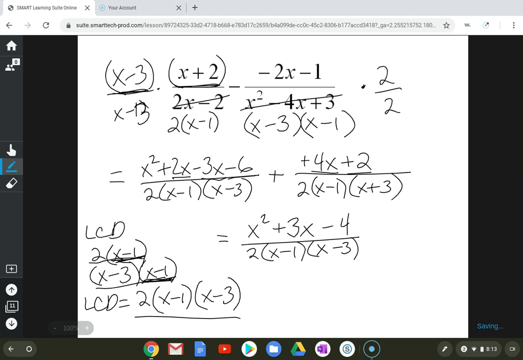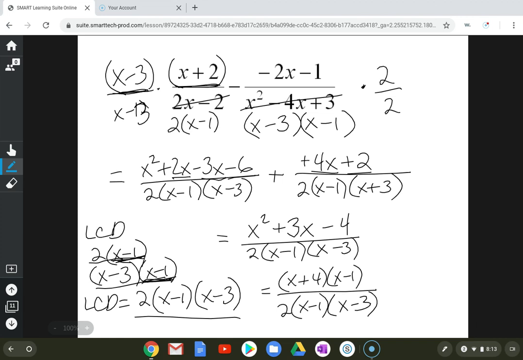Now let's check. Does the top factor? Yes, it does. You should factor it. So it factors into x plus 4 times x minus 1. And look, we can cancel. Now, I'm just going to warn you, when you get into higher maths, if you cancel this x minus 1, you're actually, if we were in a function mode, you're changing the domain of your function.